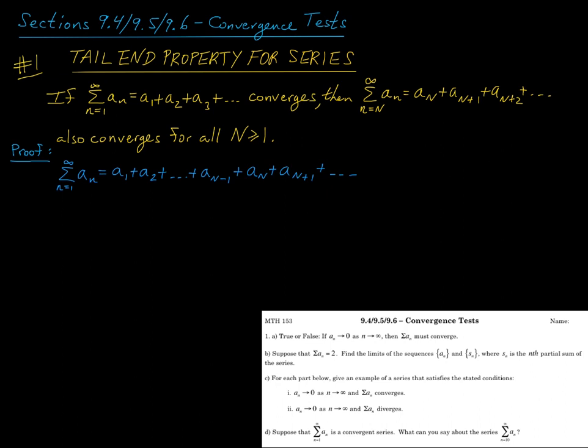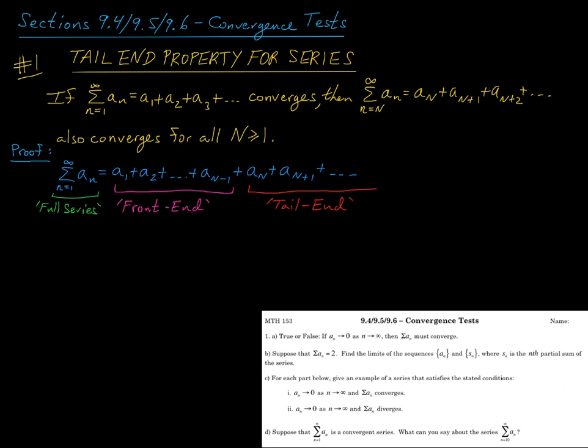All right, so now I have on the left what I'll call the full series, where we're summing from 1 to infinity. And then I'm going to call these first N minus 1 terms the front end of the series. And then the sum from a sub N on, I'm going to call that the tail end of the series. And what the tail end property for series says is that if the full series converges, then this tail end of the series must also converge.